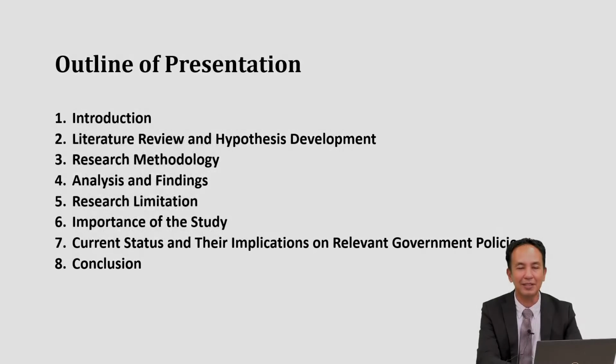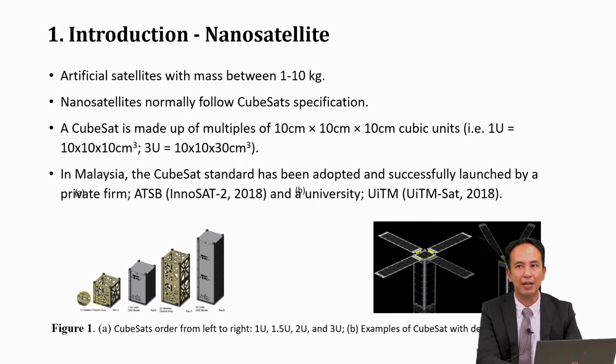The outline of my presentation is as shown in this slide. Firstly, I will introduce you to nanosatellite. As is known, an artificial satellite is an object that is intentionally placed into an orbit or circle around a larger object. Nanosatellite is a type of artificial satellite that is relatively small in size with mass between 1 to 10 kg. And it usually follows a specification called CubeSats.